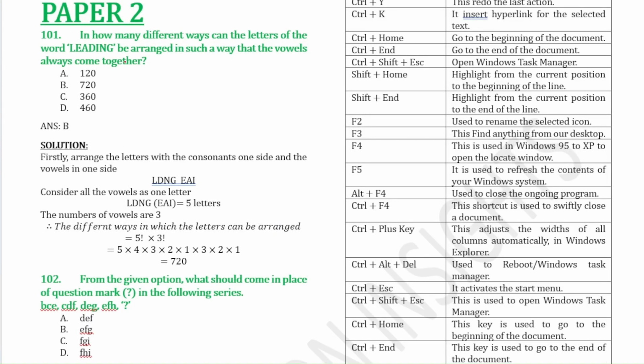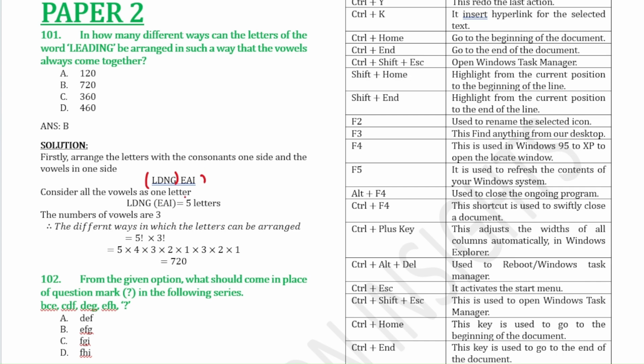The first question of paper 2. In how many different ways can the letters of the word leading be arranged in such a way that the vowels always come together? So in this question, you have to make sure that the vowels always come together. So firstly, you have to arrange the letters, okay? So one side should be the consonant and then the other side should be the vowels. Because in the question, they have strictly mentioned that the vowels should always come together.